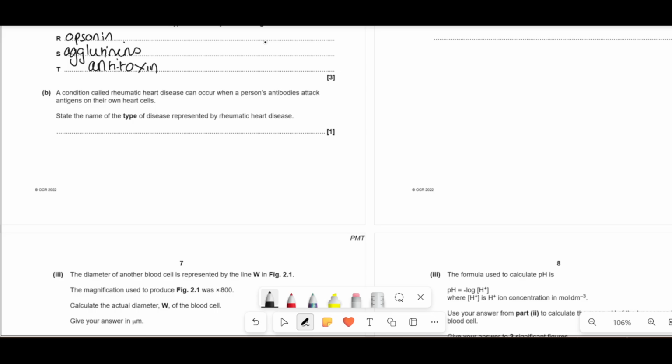A condition called rheumatic heart disease can occur when people's antibodies attack antigens on their own heart cells. What type of disease is this? So it's an immune response to your own body. So it's autoimmune.